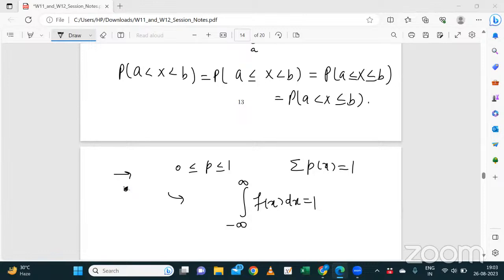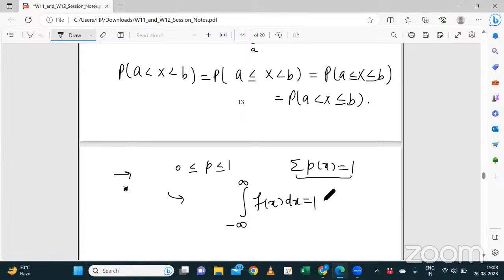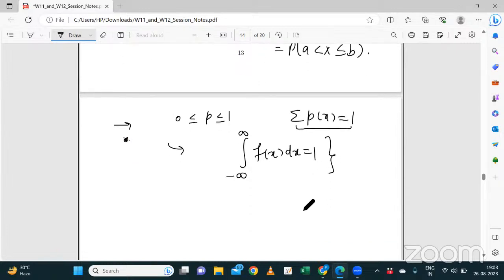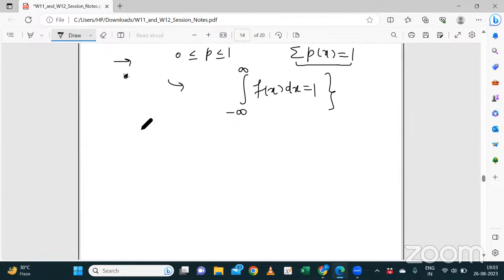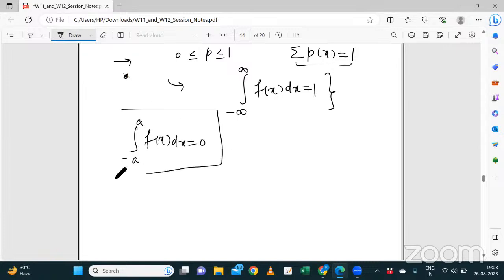Okay, so as in the case of discrete, we know the sum of all the probabilities should be equal to 1. So same thing, the area under the curve should be equal to 1. Right? And one more thing, the probability at a single point, that means from minus a to a, if you integrate, you will get 0. So the probability at a single point is 0.